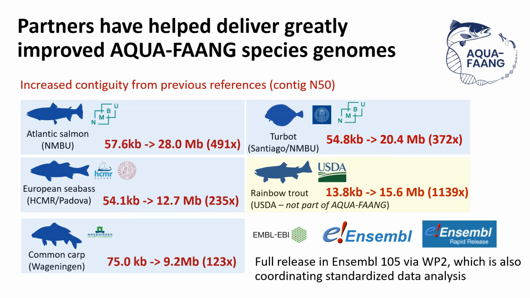These improved genomes will be used for all functional annotation that are performed in the project, which is being done using standardized pipelines coordinated within Work Package 2, which is led by EMBL EBI. And as part of Work Package 2, these new genome versions are being uptaken to the Ensembl Genome browser, where all functional annotation in the project will be made available, and the genomes themselves will be made available in full for the first time in the 105 release, and in advance of that on Ensembl Rapid Release.